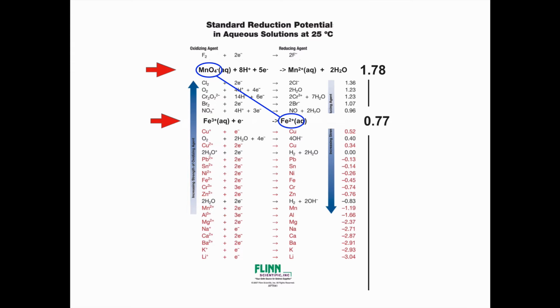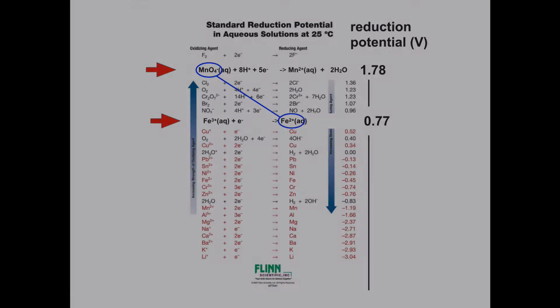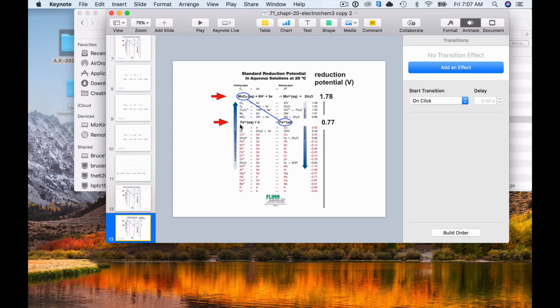Now, the thing we've been ignoring are the numbers over on this side. These are what are called reduction potentials. What it means is how much of a push the electron has when the oxidizing agent takes it. It's measured in volts. How much energy does this oxidizing agent pull when it pulls an electron? So we look at this, 1.78 volts versus 0.77 volts. What this is telling you is that permanganate is a better taker of electrons than iron 3. It has a higher reduction potential.